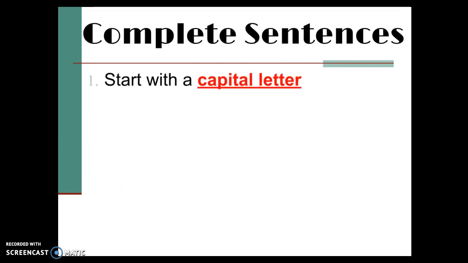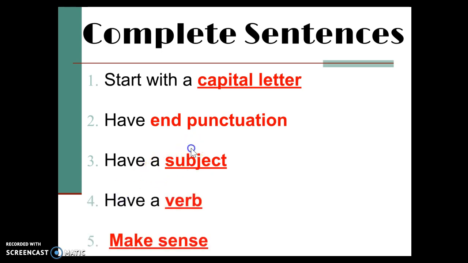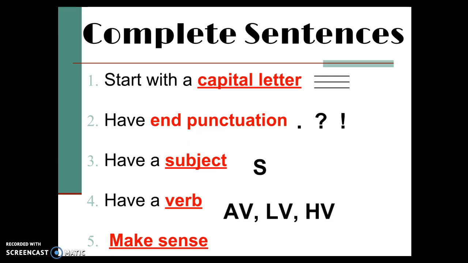So what is a complete sentence? It starts with a capital letter, has end punctuation, has to have a subject and a verb, and it has to make sense. We show this by underlining a capital letter 3 times. Our end punctuation is a period, a question mark, and an exclamation point. We label our subject with an S. We label our verb by what type of verb it is, whether it's action, linking, or helping. And if it doesn't make sense, you'll see us write DMS, doesn't make sense.